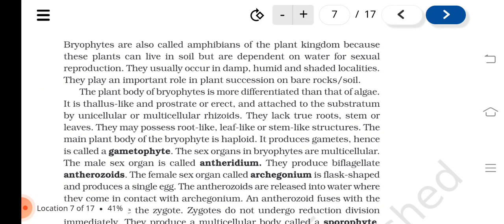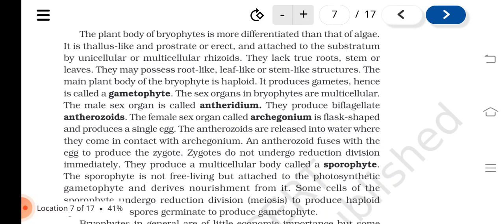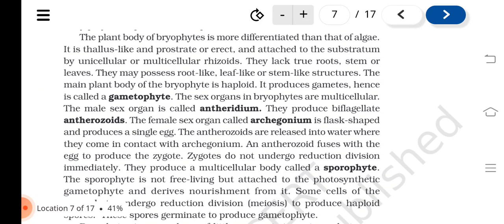The plant body of bryophytes is more differentiated than that of algae. It is thallus-like and prostrate or erect and attached to the substratum by unicellular or multicellular rhizoids. They lack true root, stem or leaves. They may possess root-like, leaf-like or stem-like structures. The main plant body of the bryophyte is haploid. It produces gametes, hence it is called a gametophyte.